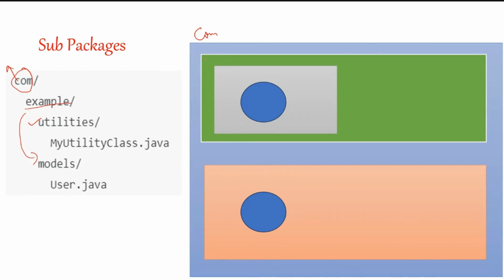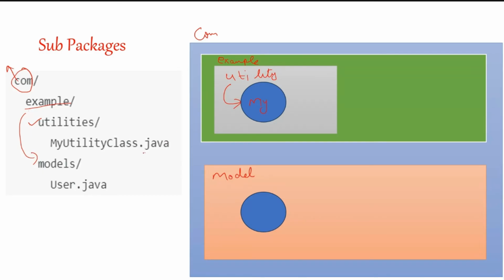And then within this there is a small area, this is called example. And apart from example, there is something called model in that. So model is also a sub package. Now within this example, there is something called utility. So utility is also a sub package, and within this utility, you have something called my utility class. So this is starting from the capital.